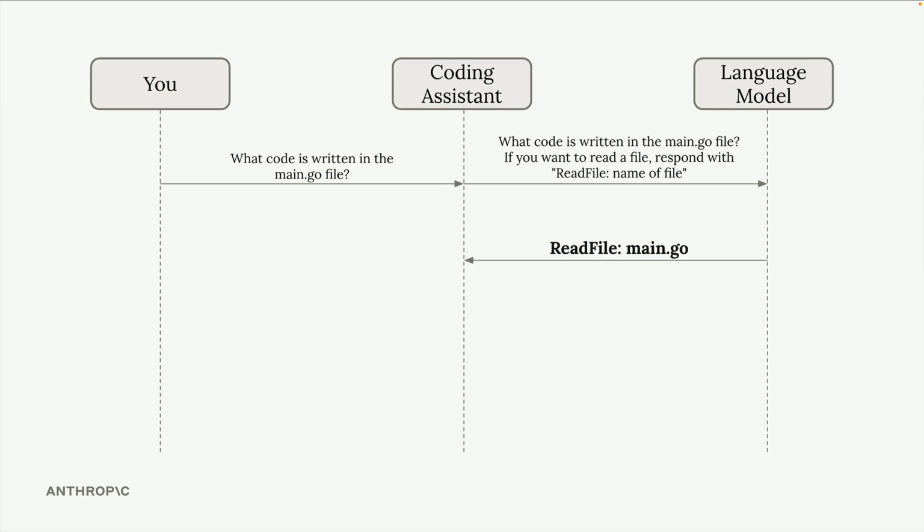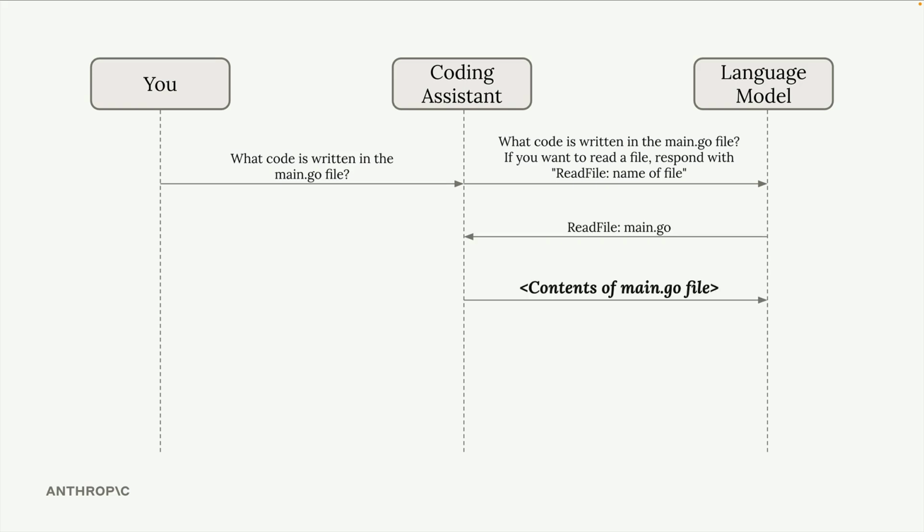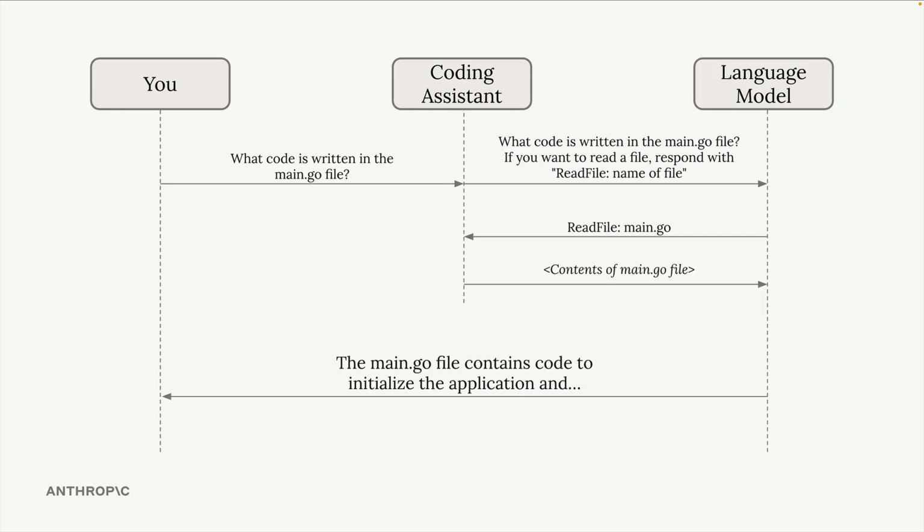Now the coding assistant would be in charge of receiving this very carefully formatted message and realizing that the language model wants to take some kind of action by reading a file. So the coding assistant would then be responsible for actually reading the file and sending the contents of that file back into the language model. Now that the language model has received the actual contents of that file, it can write a final response that gets sent back to us, in which it might say, well, I read this file and it contains some amount of code, or whatever else is inside that file.